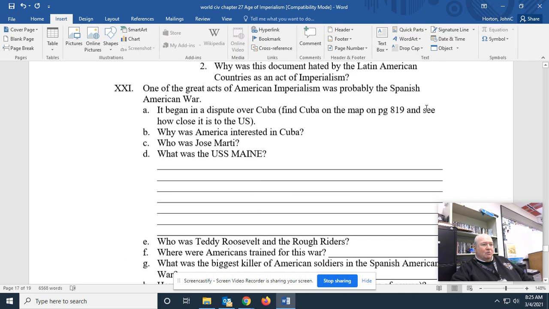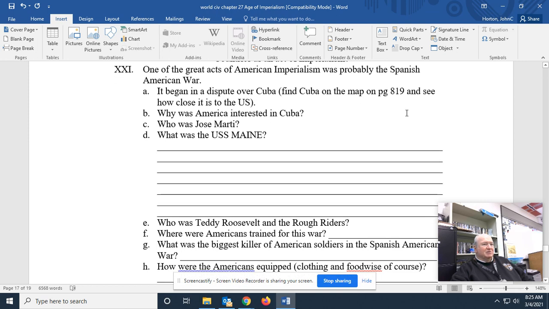So, as it says there, one of the great acts of American imperialism was probably the Spanish-American War. It once again began in a dispute over Cuba. Why was America interested in Cuba? Answer, sugar. Jose Marti was a Cuban national who was trying to get Cuba its independence from Spain. And we've already talked about the Maine. That was the U.S. battleship that got blown up in Havana Harbor, which was the incident that gave the excuse, the spark for the Spanish-American War.